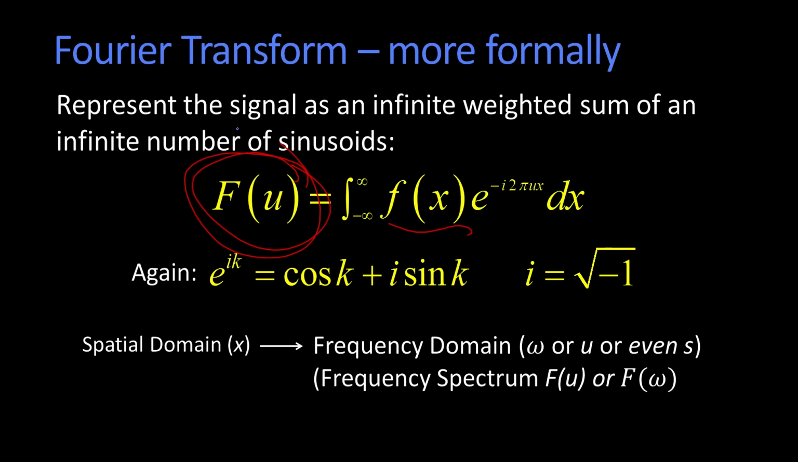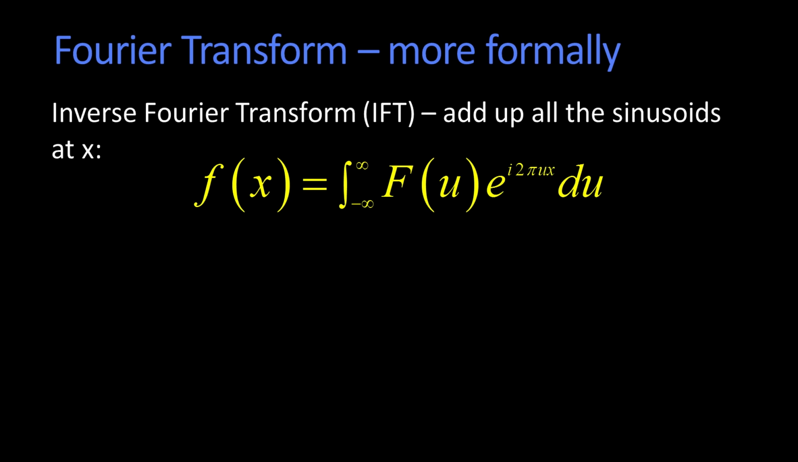Just for completeness, by the way, here we had the Fourier transform. This is the inverse Fourier transform. Unsurprisingly, if you tell me what all of the sinusoids are, if I sum them all up, okay, at some location x, and I sum up over all the sinusoids, I can recover the original signal. And that's called the inverse Fourier transform.